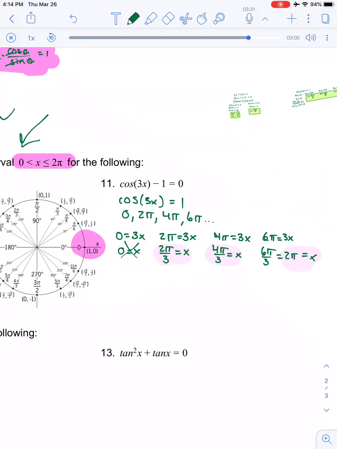So the reason why we want to keep going, and we're not just including spots that are inside that range of 0 to 2 pi, is not because we're not listening to our domain, but because we want x values that fit in between 0 and 2 pi. So the x values are these: 2 pi over 3, that's between 0 and 2 pi. 4 pi over 3, that's between 0 and 2 pi. And then 2 pi is between 0 and 2 pi.